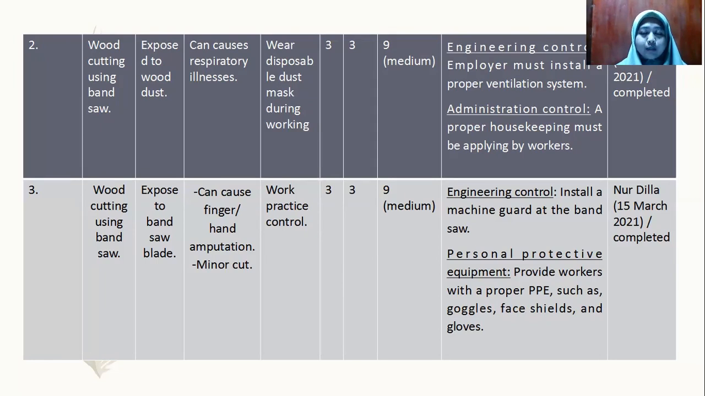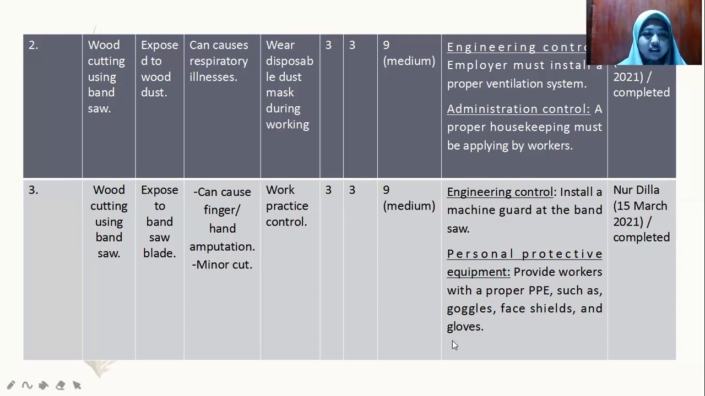The next control measure is administrative control. Proper housekeeping must be applied by workers at this workplace. During the housekeeping process, the worker cannot use compressed air to blow away all the dust, but they can use a vacuum to suck up all the dust. Other than that, the vacuum can also be used to remove dust from employees' clothing.